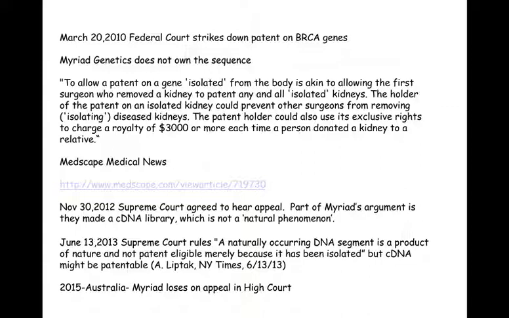So in the first court case, there was a brief filed that said, to allow a patent on a gene isolated from the body is akin to allowing the first surgeon who removed a kidney to patent any and all isolated kidneys. The holder of the patent on an isolated kidney could prevent other surgeons from isolating kidneys. The patent holder could also use its exclusive rights to charge a royalty of $3,000 or more each time a person donated a kidney to a relative.